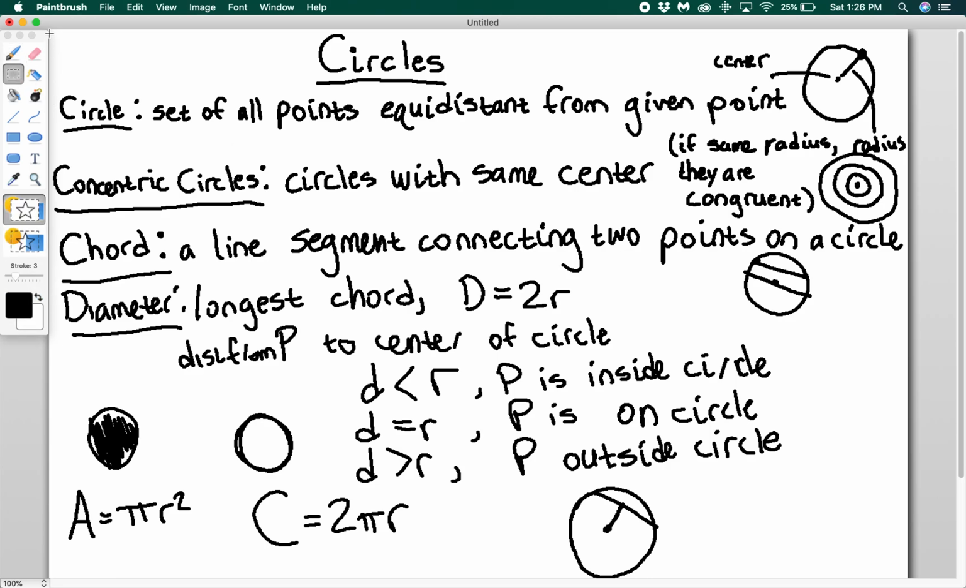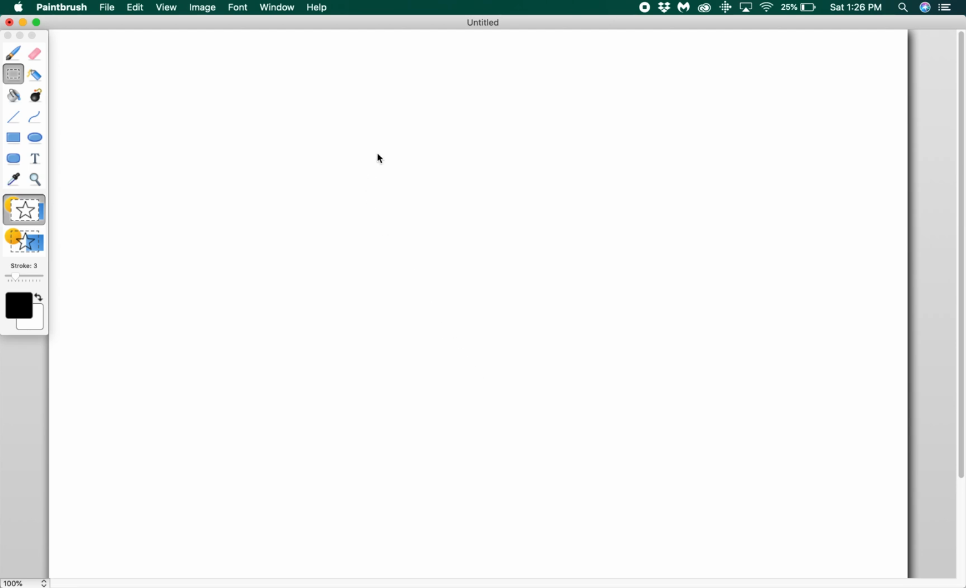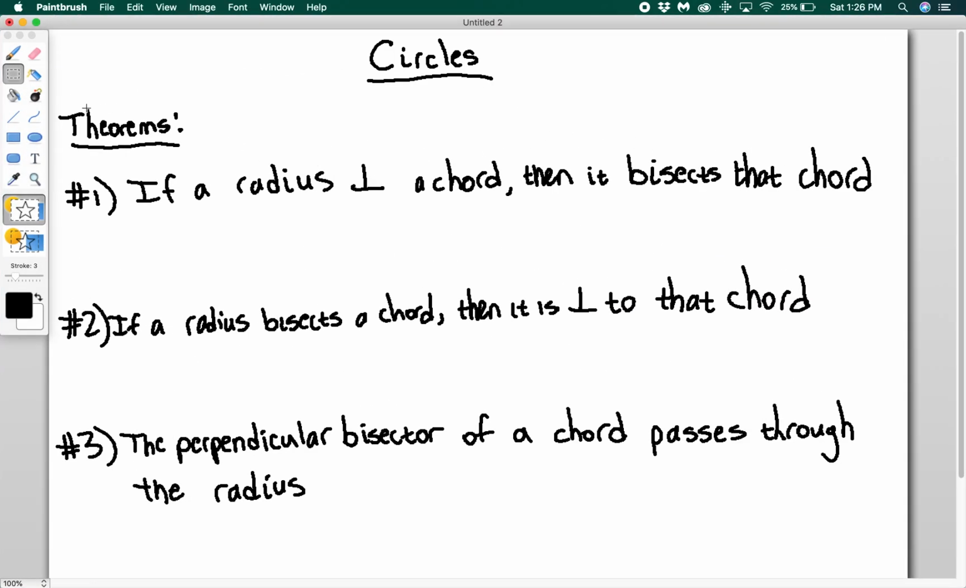So now that we have our vocab, we're going to go through some circle theorems. The first theorem is that if a radius is perpendicular to a chord, then it bisects that chord. If you draw a picture of this, you can kind of see why that is. I have my circle.